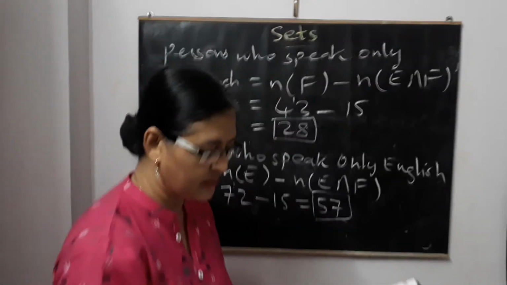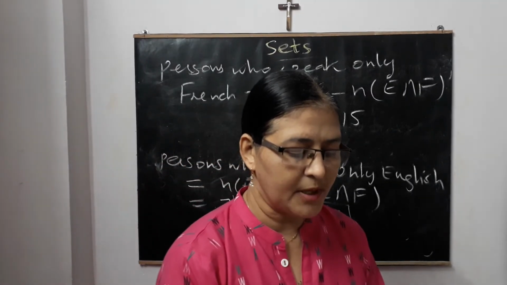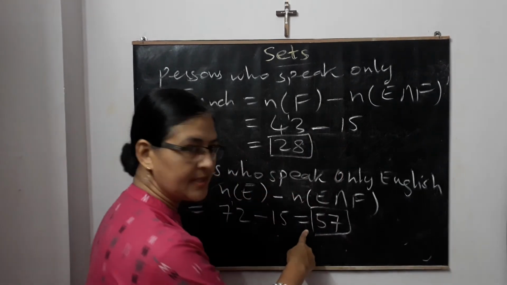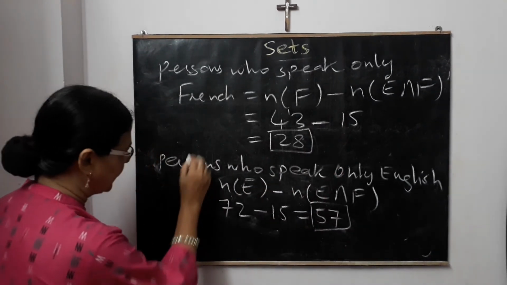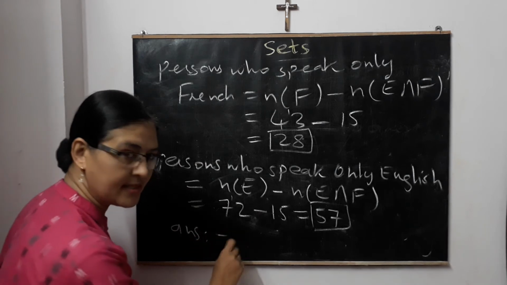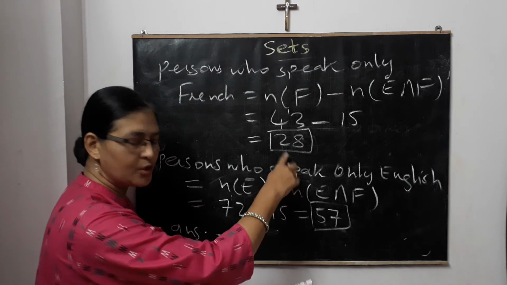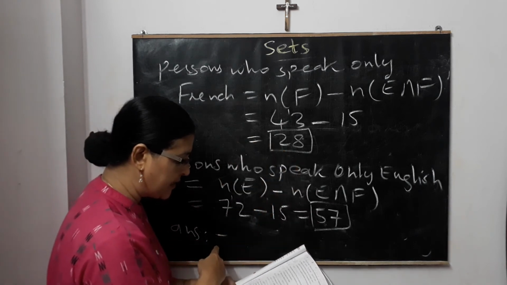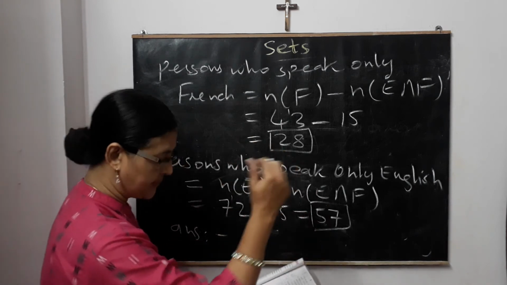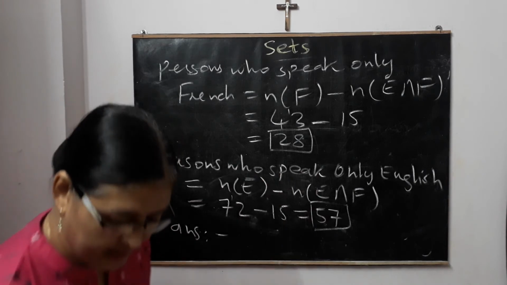So what is the final answer when you have to write? First step: how many speak only English? That is 57. An answer statement you have to write at the end. After finishing, please write the answer. Persons speaking only English, 57. Persons speaking only French, 28. And persons speaking both English and French, that is 15. Earlier we had got that; you are going to write that step.